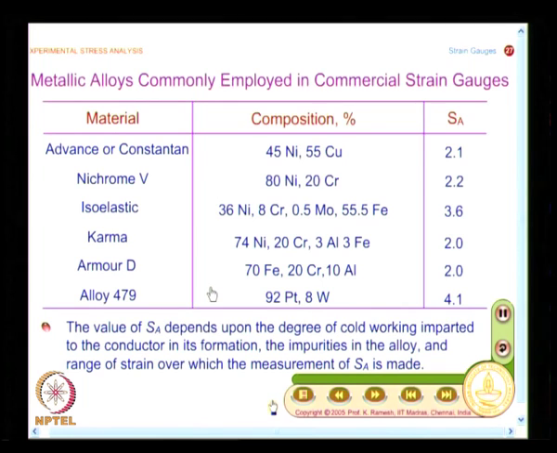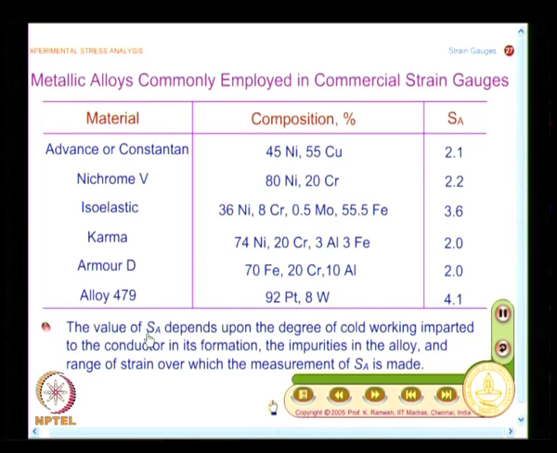So, you need to know the basic difference between some of these alloys, and why a particular alloy is chosen for a particular application. You have reasons given by knowing the properties of these alloys, the salient properties from the strain gauge instrumentation point of view; whatever is important we will look at. When you look at the strain sensitivity of the conductor, it depends upon the degree of cold working imparted to the conductor in its formation, the impurities in the alloy, and the range of strain over which the measurement of SA is to be made.